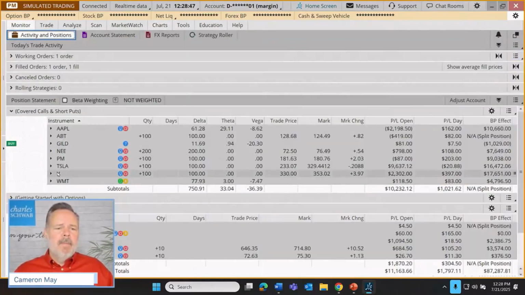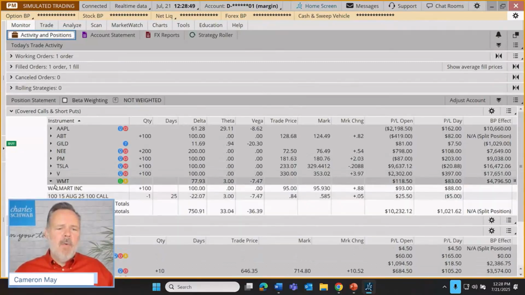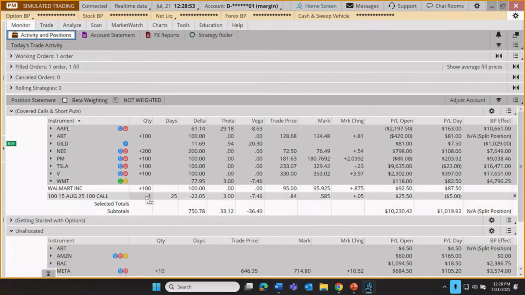But our Visa, we're not going to do anything with that. And Walmart is just last week's trade. Last week, bought 100 shares, sold the 15th of August 25 call against that. So the preference here being for the stock to go up, but to stay below 100. And it's going up.